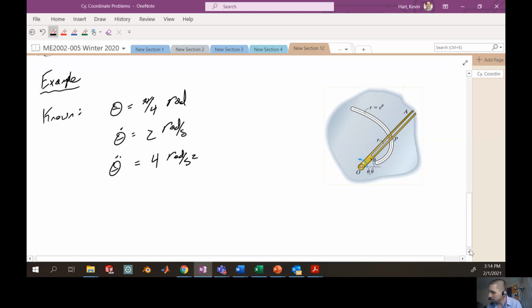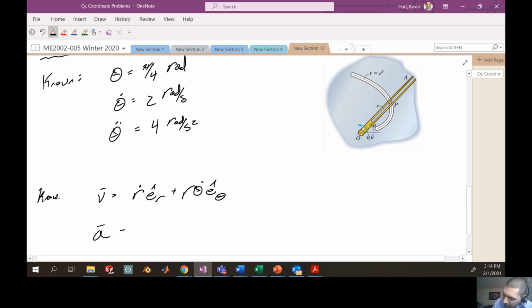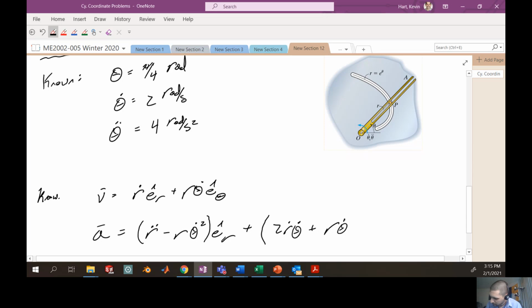We're going to use cylindrical coordinates here, and we know that the velocity is r dot e hat r plus r theta dot e hat theta. So that's where we're going to go for the velocity. We also know that the acceleration is r double dot minus r theta dot squared, in the e hat r direction, plus 2 r dot theta dot, our Coriolis term, plus r theta double dot, in the transverse direction e hat theta.